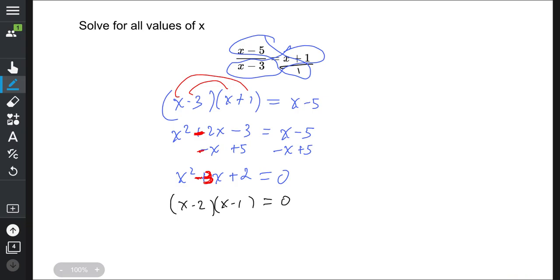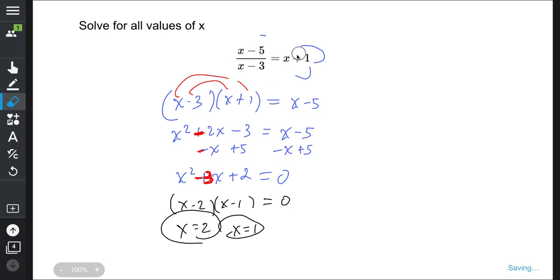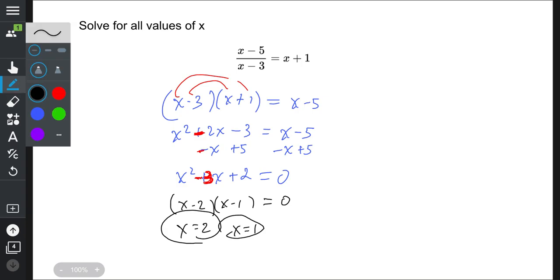Okay, so back to zero product property. This will satisfy the equation, and this solution will also satisfy the equation. And neither of them will cause a problem if we plug them into this denominator. So here are our solutions.